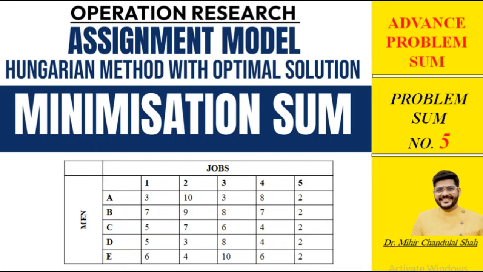Another video. In this video, we are going to solve a sum based on a minimization problem under the chapter assignment model, under the Hungarian method, under the subject operation research. This is our fifth problem sum under our video series based on assignment model. This is going to be one of the most advanced sums under minimization problems. So see that everyone views the method of solving very carefully. Let us see how to solve a very advanced sum based on a minimization problem.